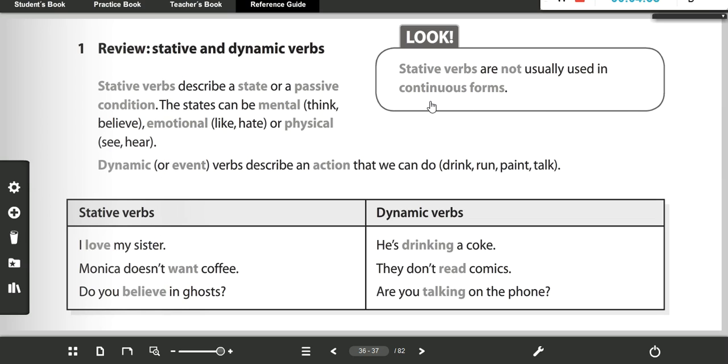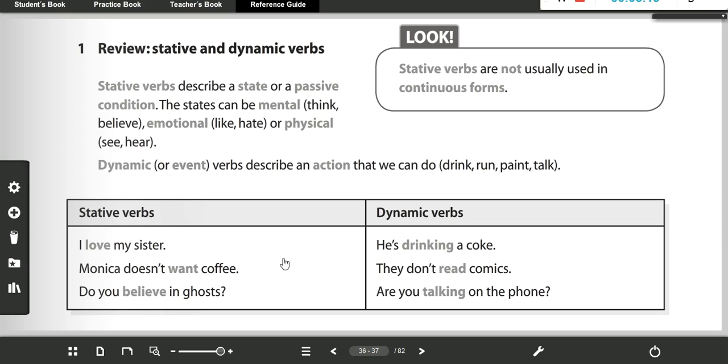For example, si yo les digo, the flower is smelling, está mal. Pero sí puedo decir, por eso frecuentemente, I am smelling the flower, porque yo estoy oliendo la flor. Ahora sí lo estoy haciendo on purpose. ¿Sí vieron la diferencia? The flower smells, it's not on purpose, está trabajando como stative, pero I am smelling the flower. Yo estoy oliendo la flor, lo estoy haciendo on purpose. And this is it. Well, now we are going to continue.